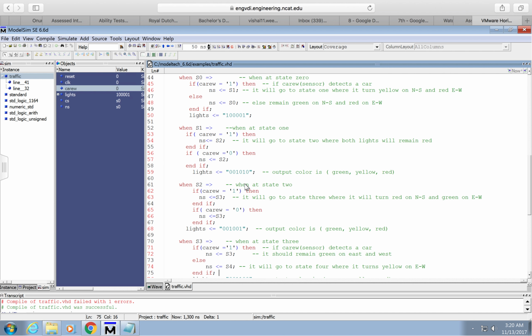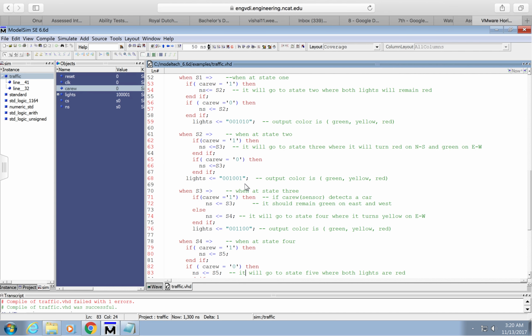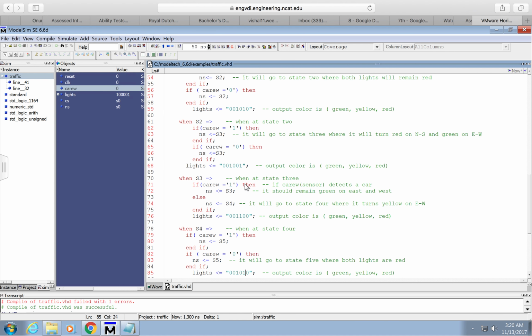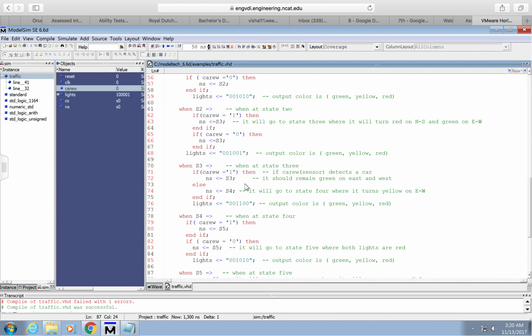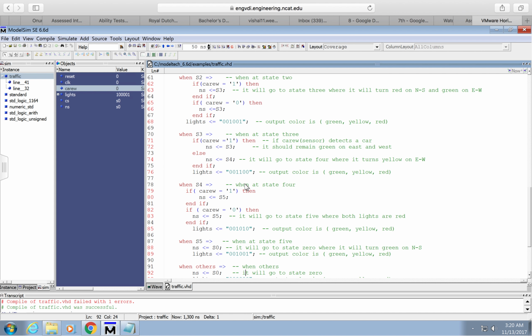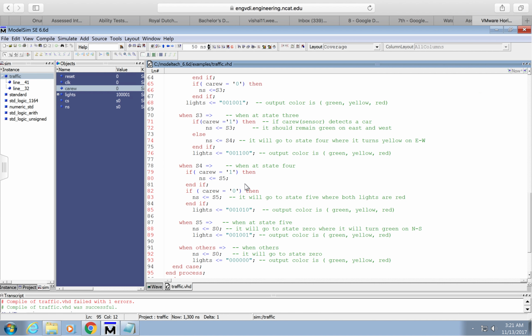When I'm at state 3, if the sensor detects a car, it should remain green on east and west, or else it will go to state 4, where it turns yellow. Then when I'm at state 4, if the sensor detects a car on the east and west, it will go to state 5, where both of the lights are red, and that shows in my output, as you may see, red over here. When I'm at state 5, it will go back to state 0, where my output is green on the north and south side and red on the east and west.